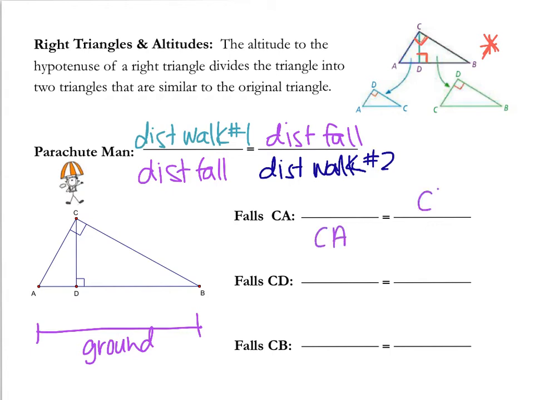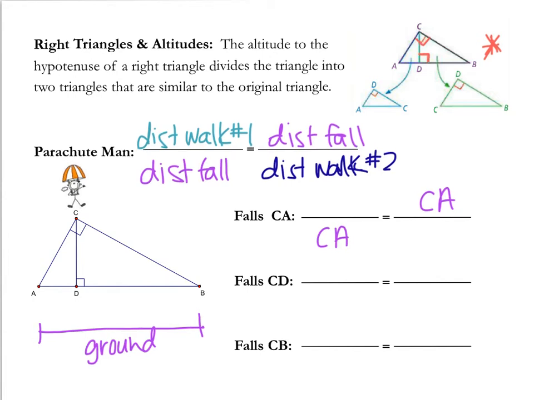So we're just going to start by saying he's going to fall down CA, so we can start setting these up here. So that distance is going to go across from each other. And then what happens is he falls down to that point that's on the ground. So he's going to come right down here.